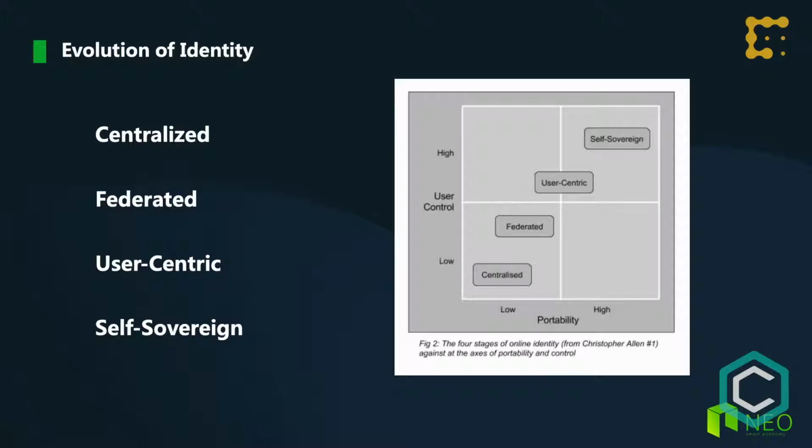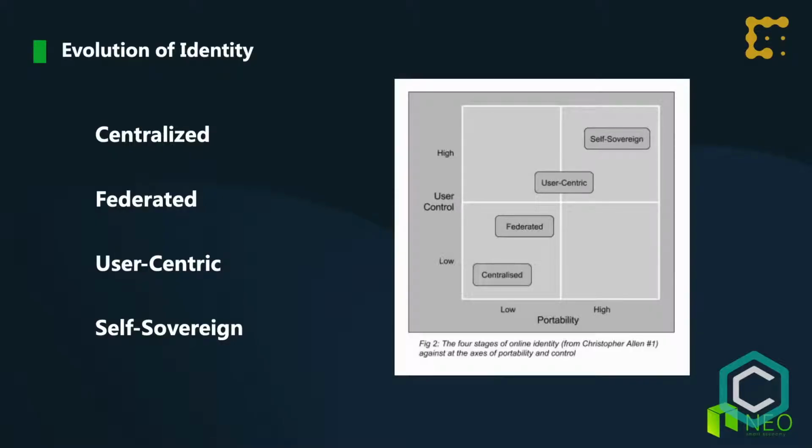So when we started working on identity, we read some articles. This one I will recommend to you. It's written by Christopher Allen. In general, it describes the evolution of identity. You can see the history of identity. It describes the history from 2 angles, all right? The first angle is about user control. The other is about portability.